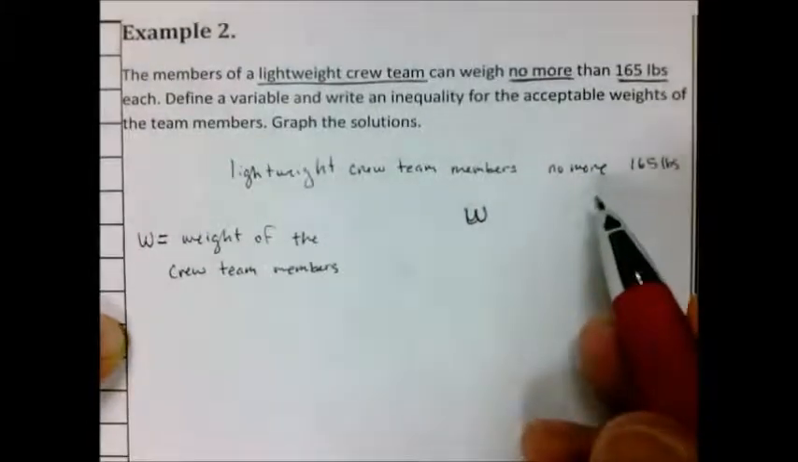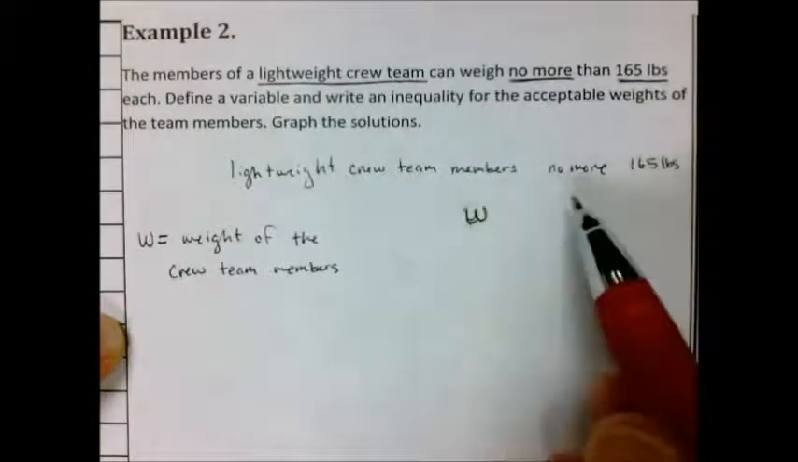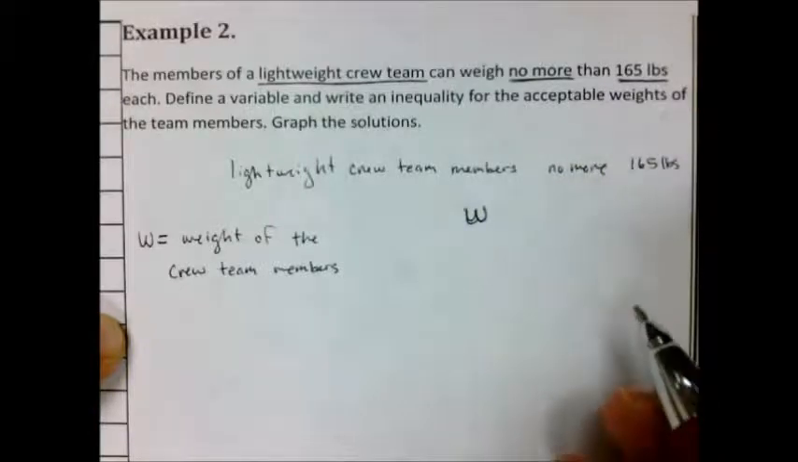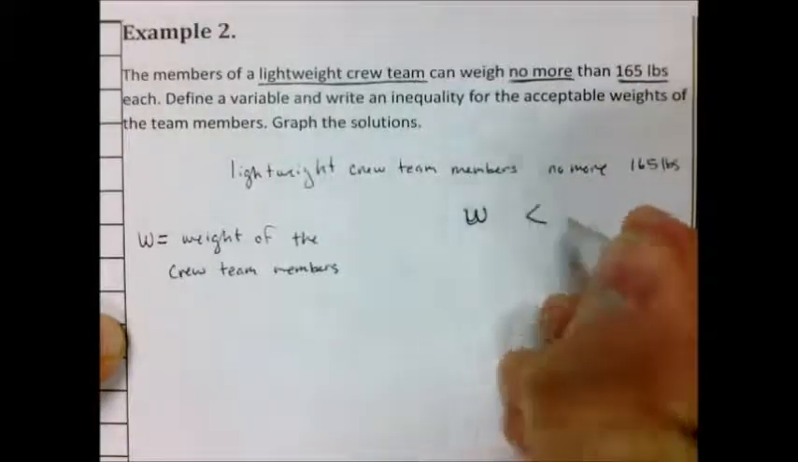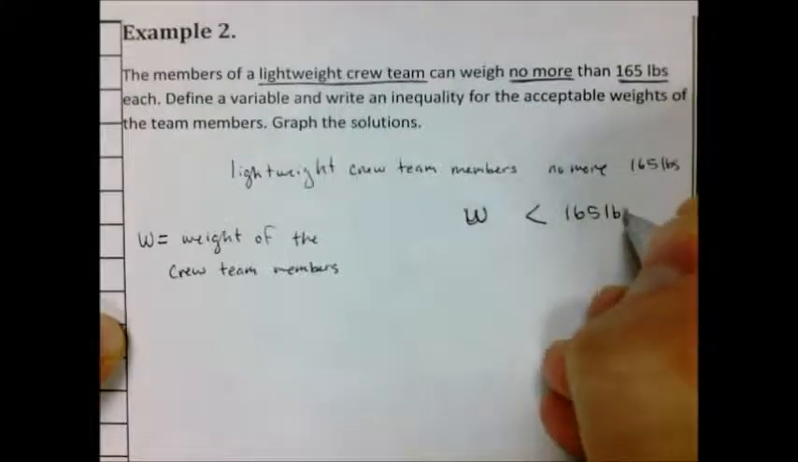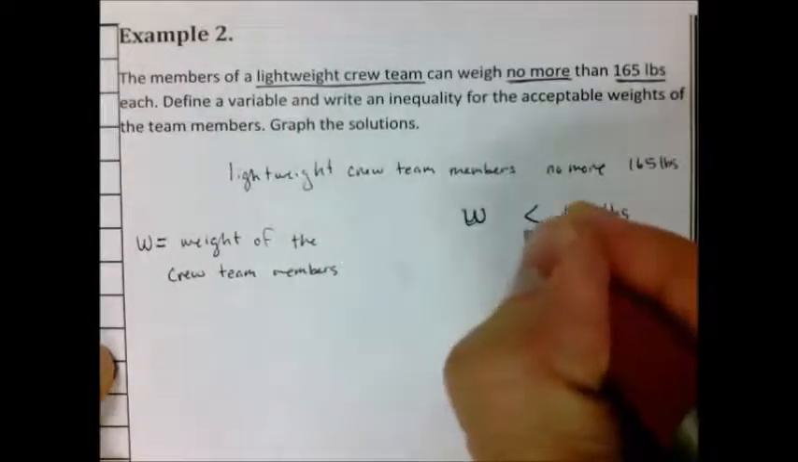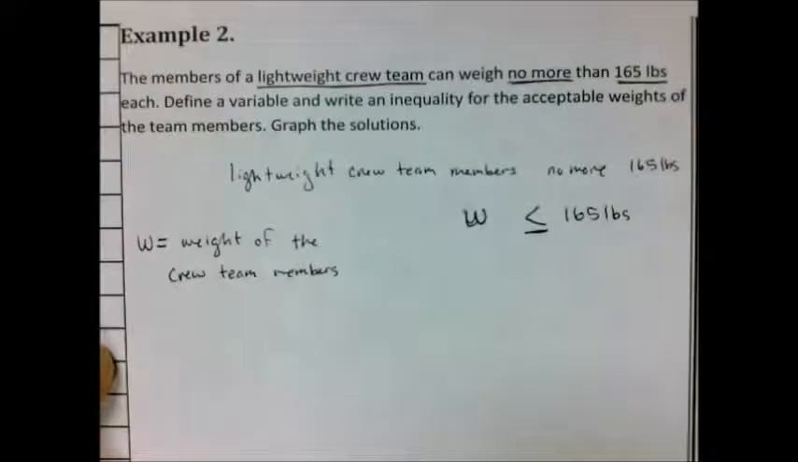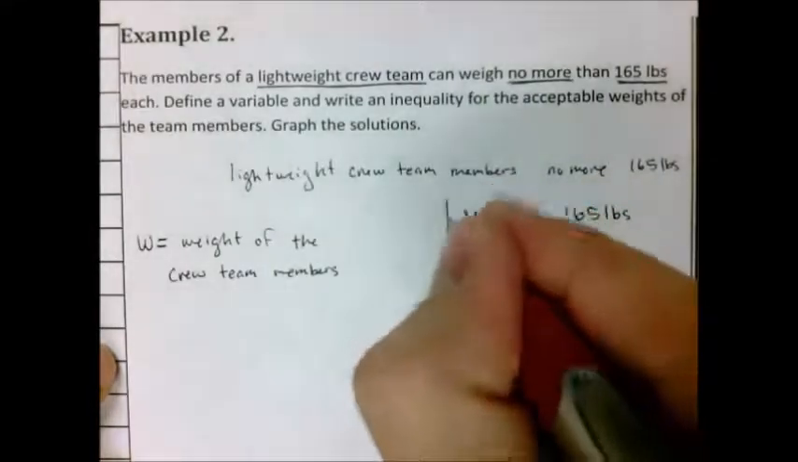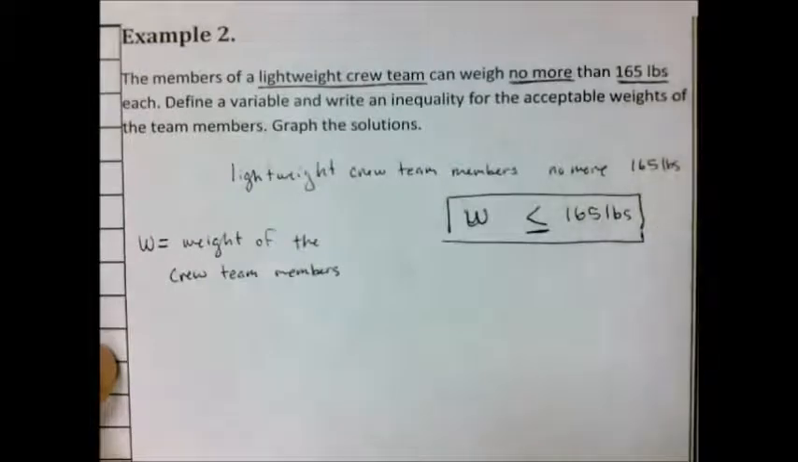And no more means that W has to be less than whatever this is. It's not more than it, it wouldn't be greater than, so it'd have to be less than 165 pounds. Now, the question before we wrap up is, does it include 165? Can a lightweight crew member weigh exactly 165 pounds and be on the team? If we read the question, it can't be more than 165, so that would include 165, which means we need to put the equal sign at the bottom as well. So our inequality is W is less than or equal to 165 pounds.